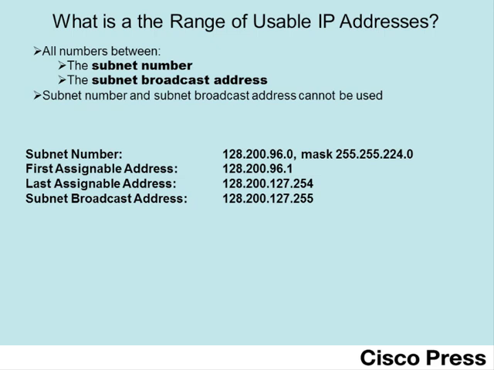So once you know the subnet number and the subnet broadcast address, finding the first and last assignable IP address is pretty simple. They're just one bigger than the subnet number and one less than the broadcast address. Next, let's talk about the example in this video.